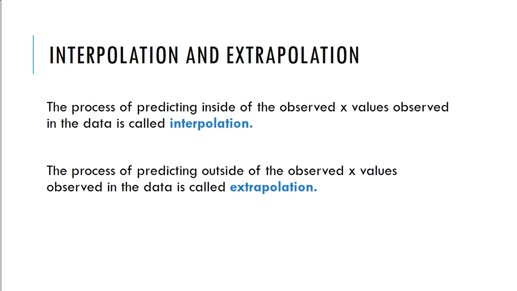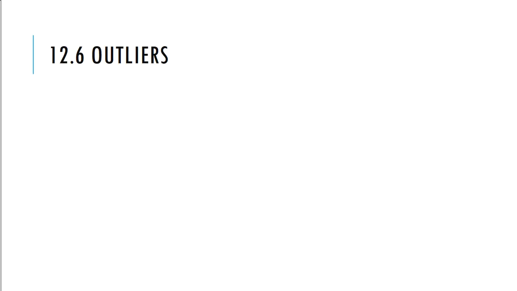So, interpolation and extrapolation. The process of predicting inside the observed X values is called interpolation. And the process of predicting outside of the X values observed in the data is called extrapolation. These are just two things that you need to know about in statistics.